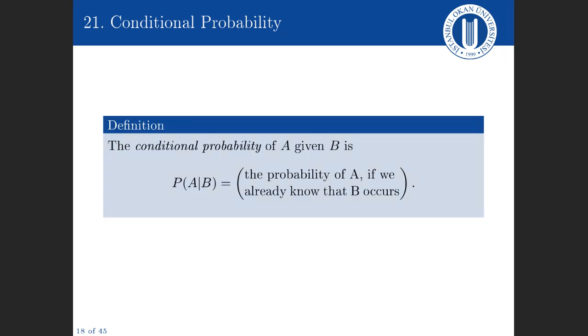For a situation like this, where we have one event depending on another event, we have something called conditional probability. And we write conditional probability like this: P(A | B). It means the probability of A if we already know that B occurs.